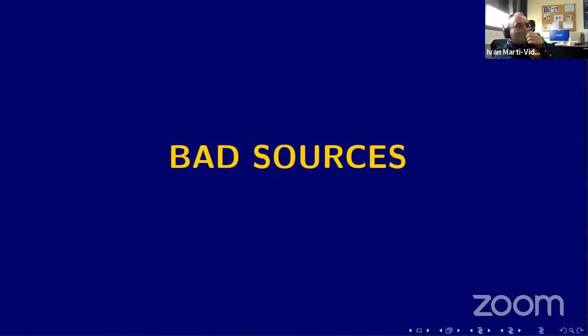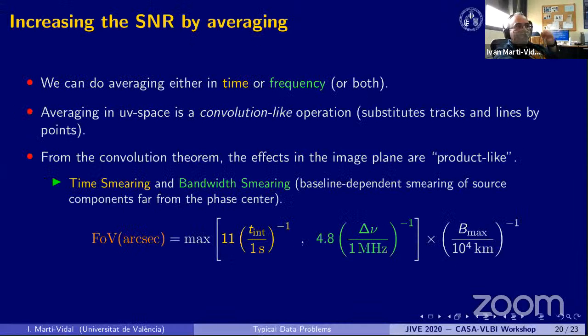Now, last but not least, bad sources. Ivan, what do you mean by bad sources? Even if the data is correct, the way you treat it can also produce systematics. One of them, which happens if your field is very wild and you have many sources, or you have a very large source, is smearing effects. You can produce smearing effects by averaging your data, either in time or in frequency.